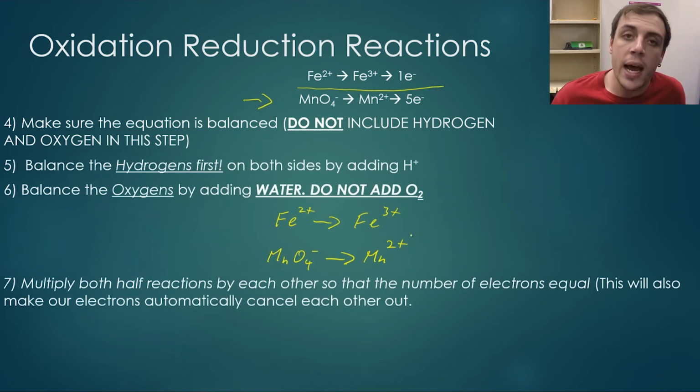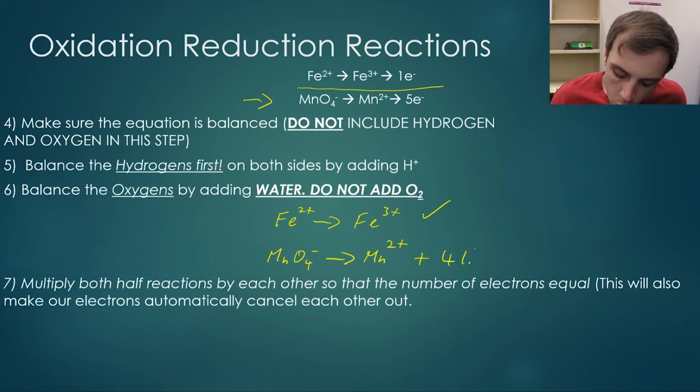So now we have a look at our hydrogens and our oxygens and see if they're balanced. We can see there are no hydrogens or oxygens in this first equation, so there is nothing to balance. Our first half reaction is A-OK. Our second one, do we have any hydrogens? No, but we do have oxygens. We have 4 oxygens on the left. So to balance our oxygens, we must add 4 waters, 4 H2O, on the right. So that balances out oxygen: 4 oxygens on the left and 4 oxygens on the right.